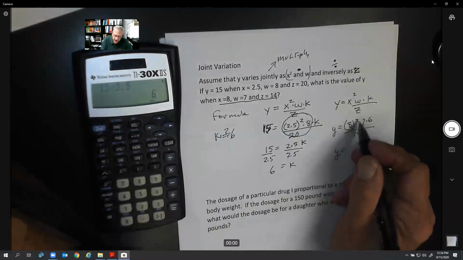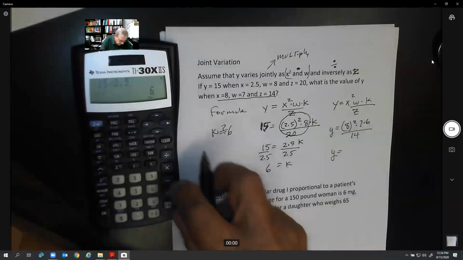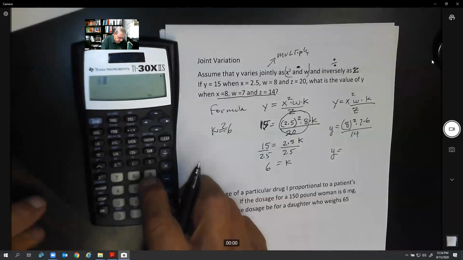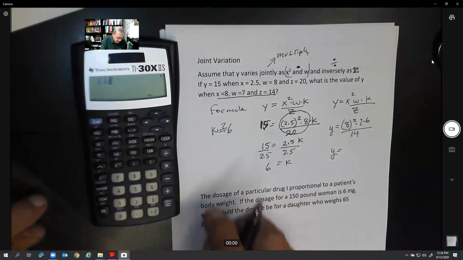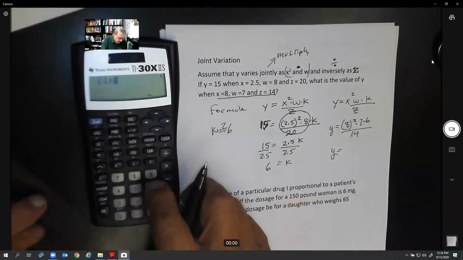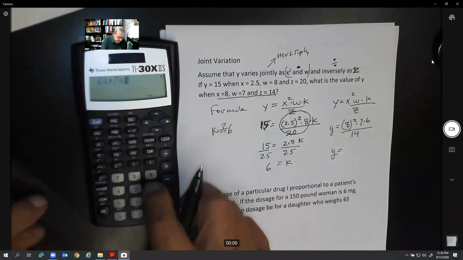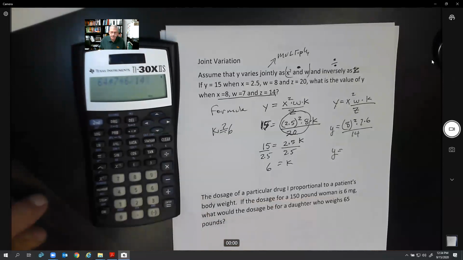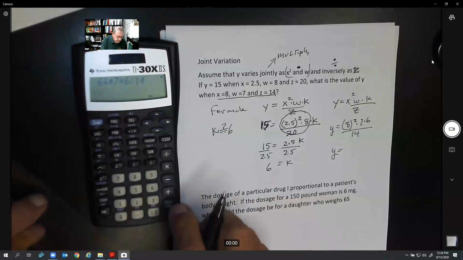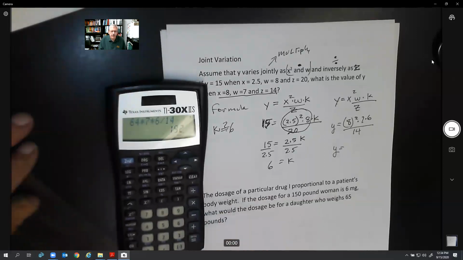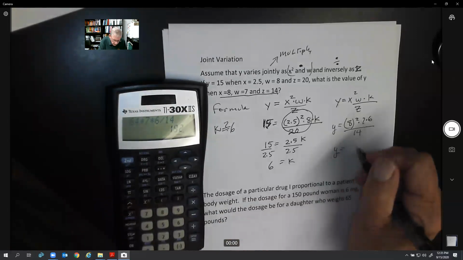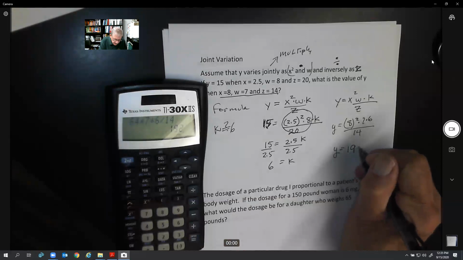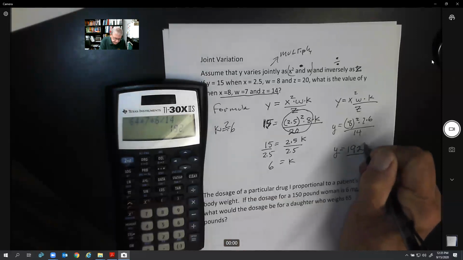Well, we know 8 times 8 is 64. I'm just going to put that into my calculator right away. 64 times 7 times 6. And we're going to divide that whole mess by 14. Equals. It's a little blurry there, but that's better. 192. And there's our value for Y.